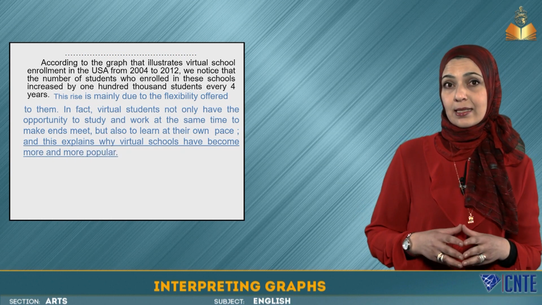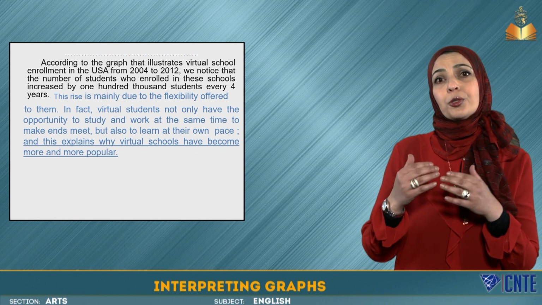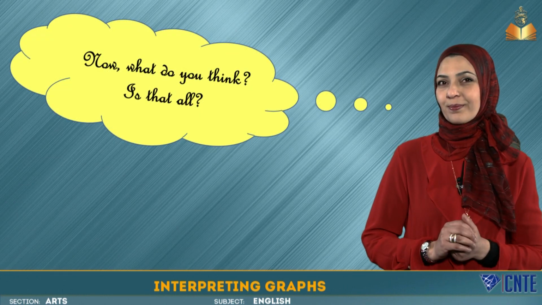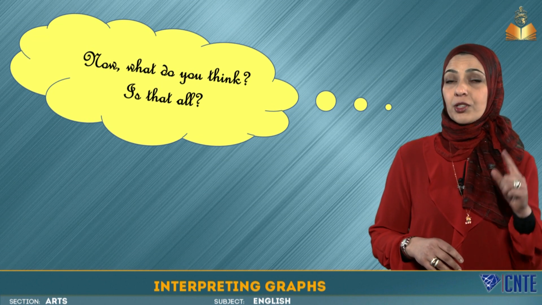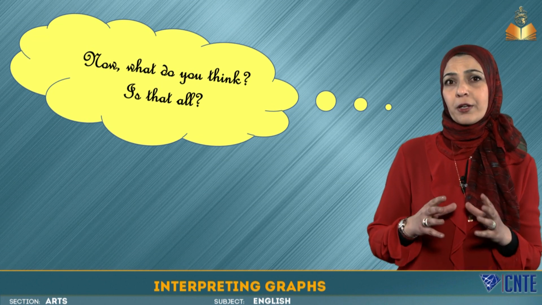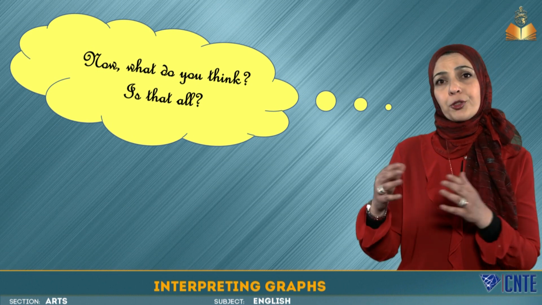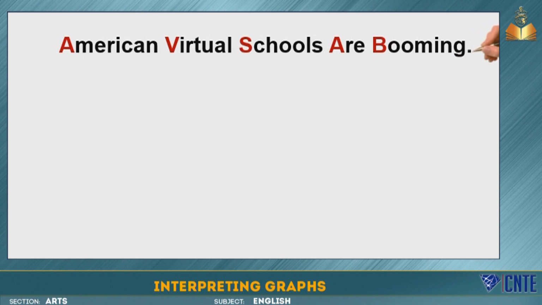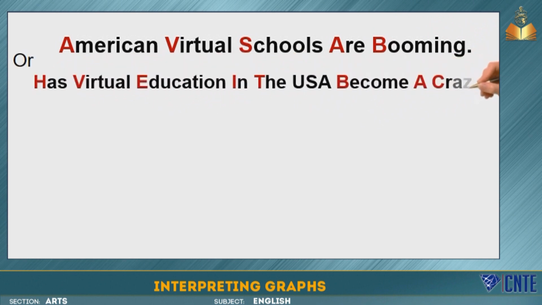The last sentence we added here could be considered as a brief conclusion that we deduced from the graph. Now, what do you think? Is that all? Of course not. You still have to decide about the title if you haven't done that yet. You are free to choose the form of the title. It could be in the affirmative form or in the interrogative form. And here are 2 examples. Either you write, American virtual schools are booming, or has virtual education in the USA become a craze?